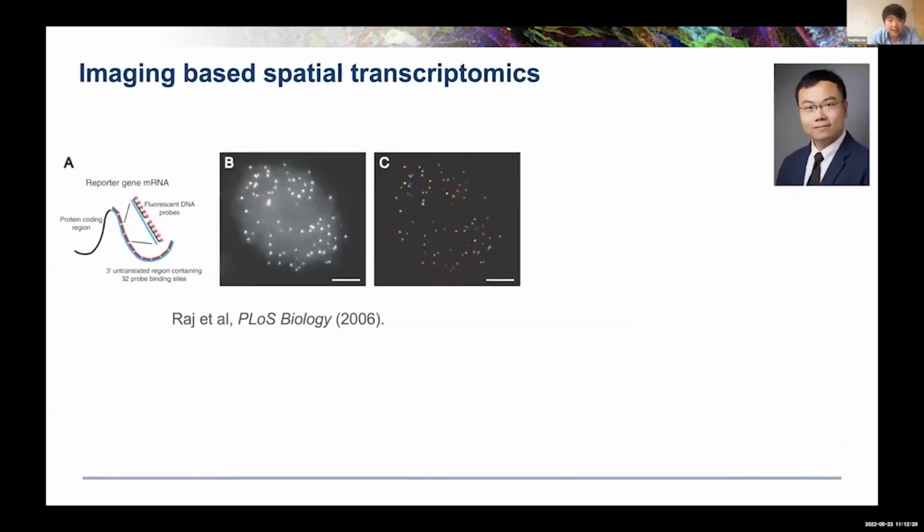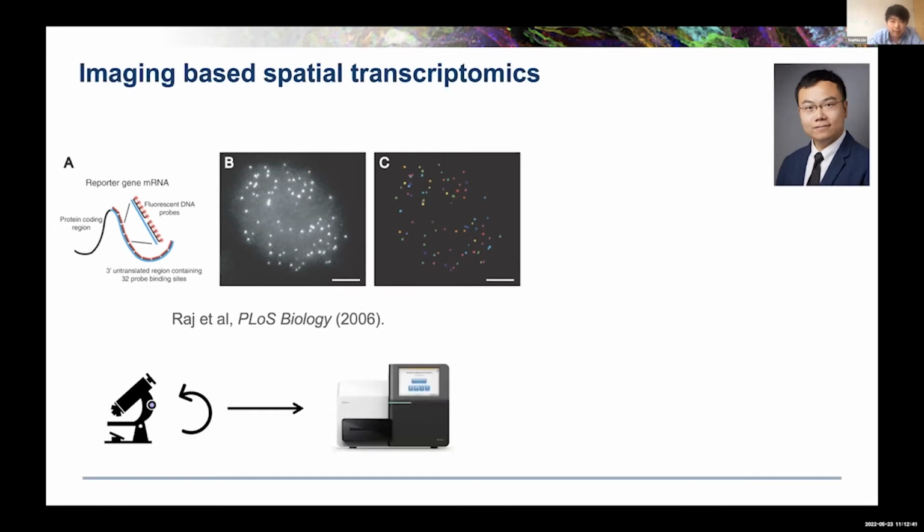On the other side, imaging-based transcriptomics, at least for RNA, many methods rely on hybridization of fluorescent probes, really pioneered by Arjun Raj and other folks on how to image single mRNA molecules using fluorescent probes.